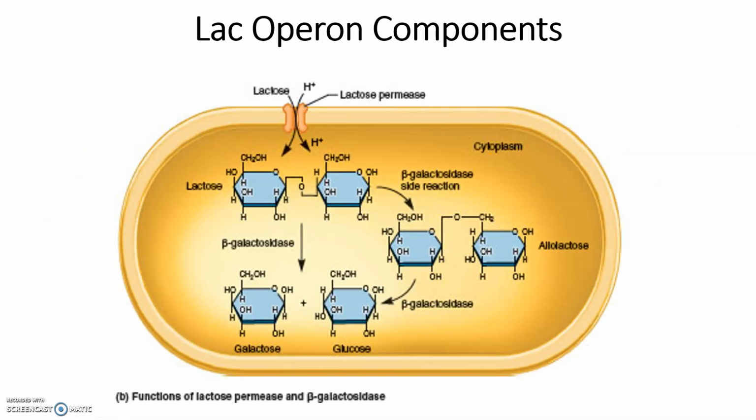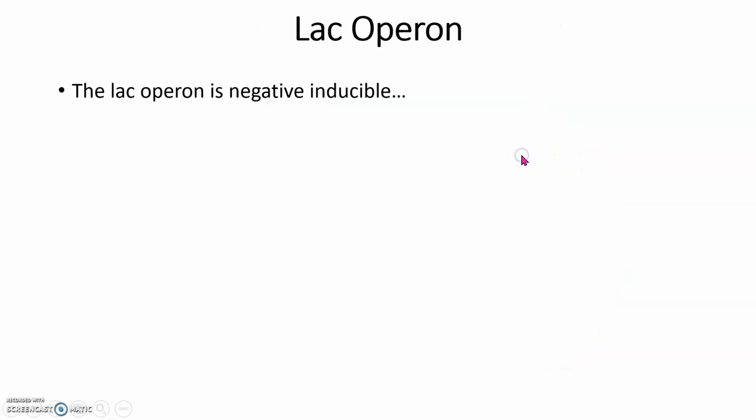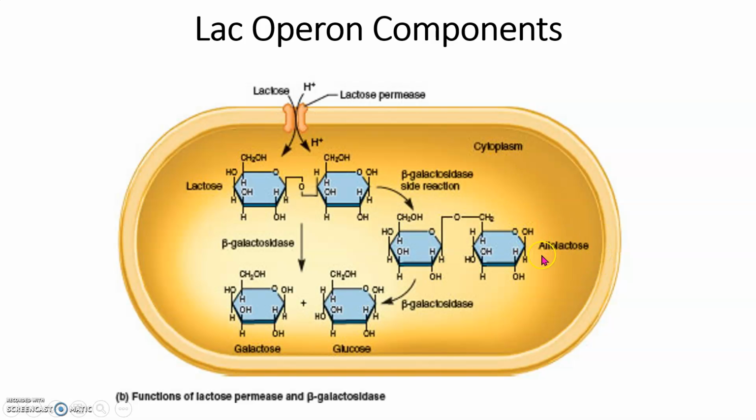Okay? So in the lac operon, we are making lactose permease. Lactose permease allows for lactose to come into the cell. Then we have our beta-galactosidase. This is encoded by the lacZ. Its job is to cleave lactose. So we're going to break it down into its subunits of galactose and glucose. It can also change lactose into allolactose, which is structurally similar to lactose. Okay? And allolactose's job is to serve as an effector molecule.